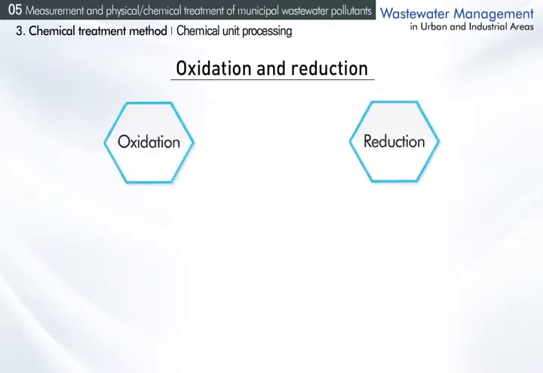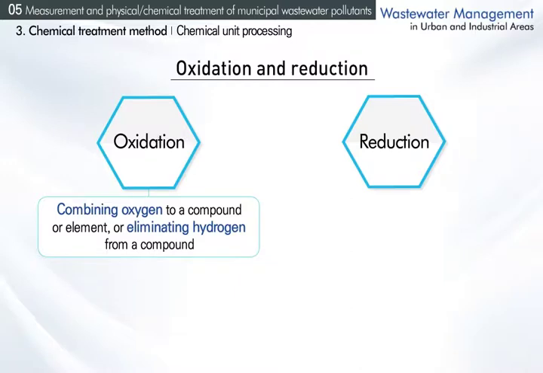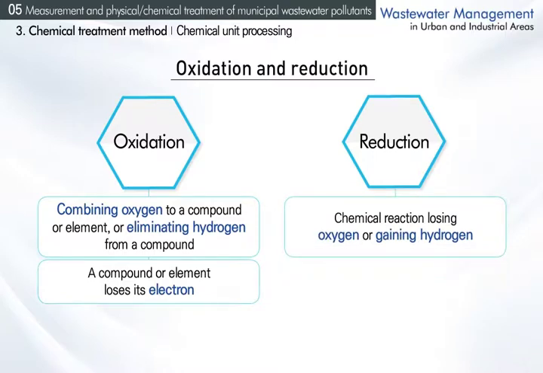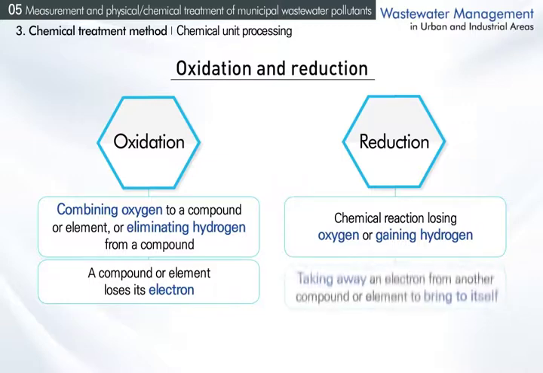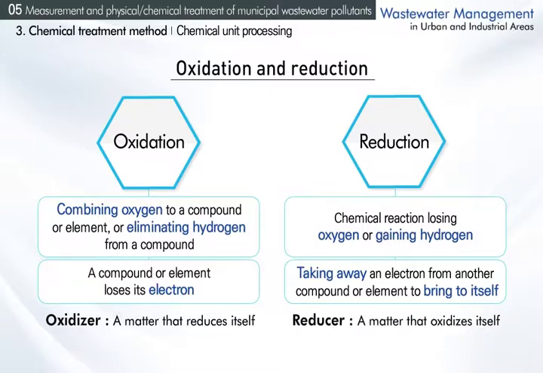The third is oxidation and reduction. Oxidation means, in terms of chemical reaction, combining oxygen with compounds or elements or eliminating hydrogen from compounds. To be more accurate, a compound or element loses its electron. In contrast, reduction means a chemical reaction losing oxygen or gaining hydrogen. This means taking an electron from another compound or element to bring to itself. Here, a matter that reduces itself by oxidizing another is an oxidizer, and the opposite is called a reducer.